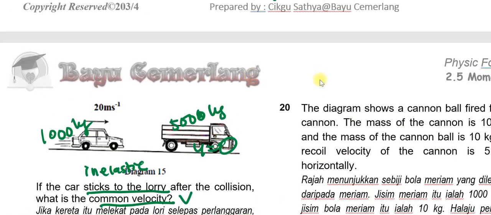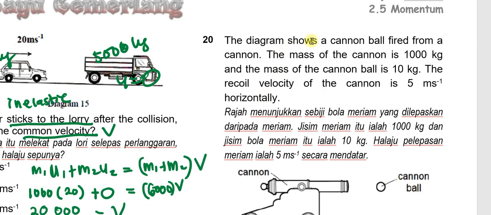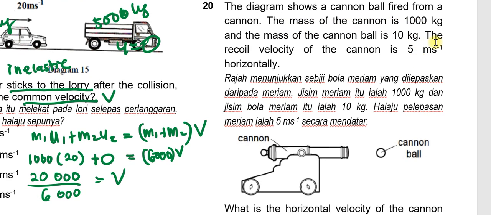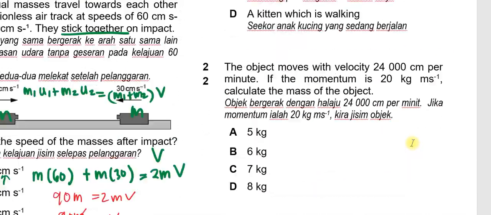Okay, next one, question 20. The diagram below shows a cannonball fired from a cannon. The mass of the cannon is 1000 kg. This is all an explosion, because the cannonball is initially at rest. The cannon will move backward and the cannonball will move forward.